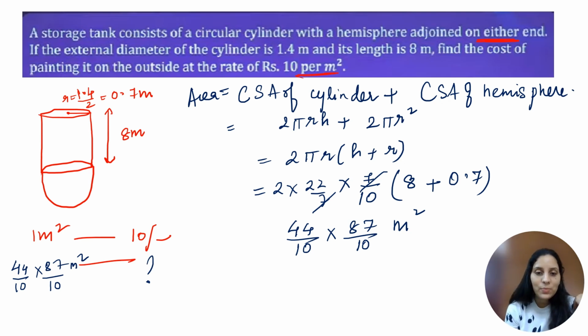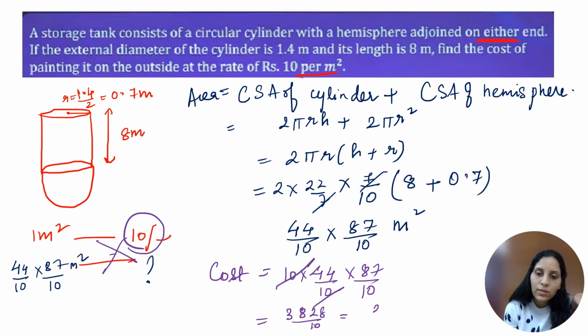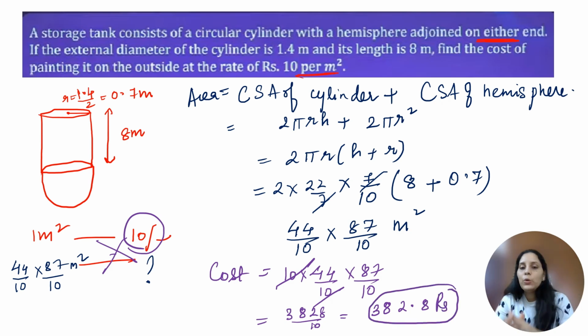So here we can cross multiply. So cost is equal to, cross multiply, 1 into cost is equal to 44 by 10 into 87 by 10 into 10. Cross multiplying. So 10 gets cancelled. So 44 into 87 is 3828 by 10, which will give us 382.8 rupees. This is your cost. I hope this is clear.